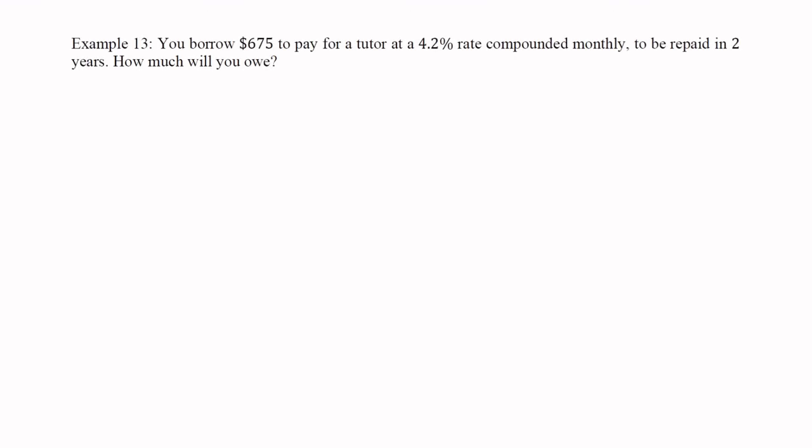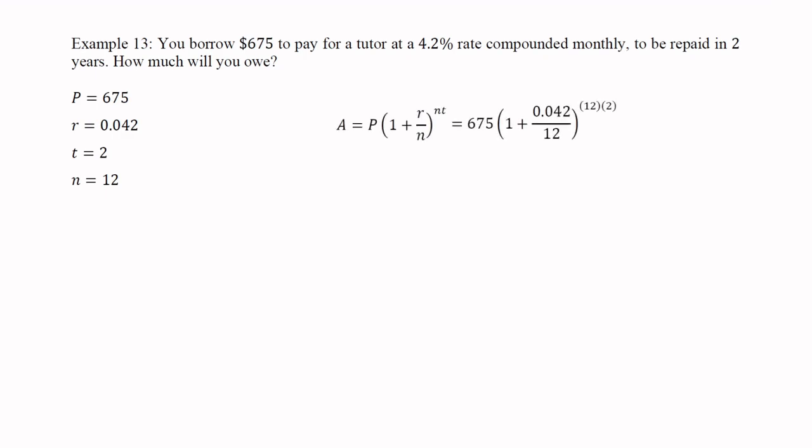You borrow $675 to pay for a tutor at 4.2% rate, compounded monthly, to be repaid in 2 years. How much will you owe? So our principal, what we borrow, is $675. Our rate is 4.2%, which is 0.042. Our time is T, which is 2. That is 2 years that we are going to repay the loan. And is compounded monthly, so N is 12. Plug that all into your compound interest formula, and you're going to find that you'll end up paying $734.04 back on the loan.